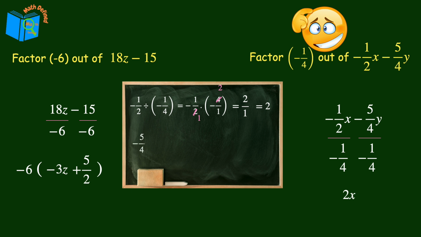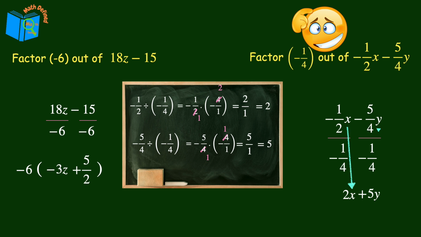Now let's divide negative 5/4 y by negative 1/4. Again, we need to multiply by the reciprocal. Next, we see the 4's cancel each other out. Multiplying the numerators, negative 5 times negative 1 is positive 5, and then the denominators, 1 times 1 is 1, giving us 5 over 1, which simplifies to just 5. So negative 5/4 y divided by negative 1/4 gives us positive 5y.